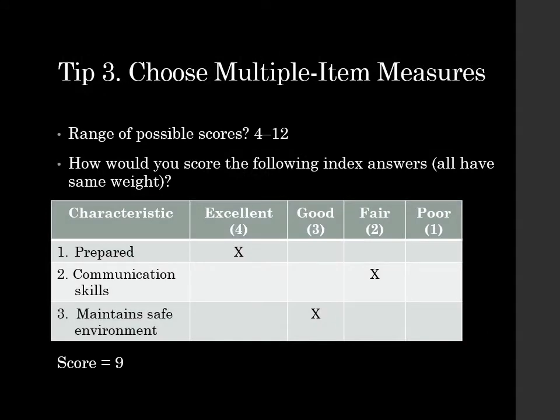Another tip is to choose multiple item measures. So from here, we can see that we've got 3 different things going on. We've got being prepared, having good communication skills, and maintaining a safe environment. We're asking somebody to rate these. And then we've given them a scale of 1 to 4, 1 being poor, 5 being excellent. So here we've asked them just to mark how they feel they perform in each one, for example. So you have prepared as excellent, fair, or communications is fair, and maintain safe environment is good. So based on this, we've got a score of 9.